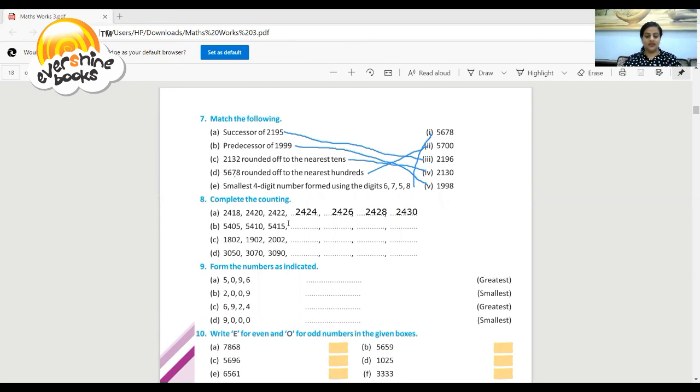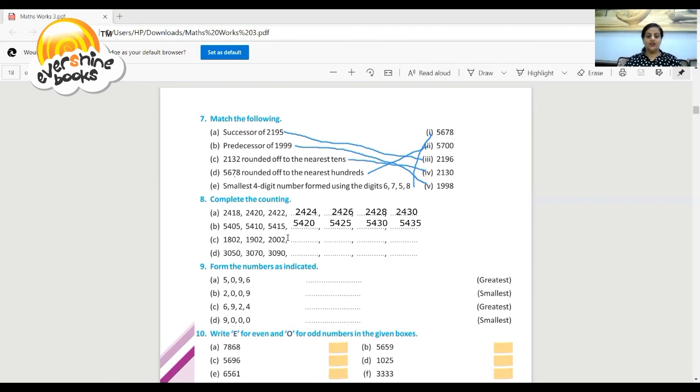Next will be 5405. Okay. 5410. It means it is going to be skip counting of 5. So what we are going to do, we are going to write the table of 5 only, and 54 will remain as it is, and it will become 5420. Then 5425, 5430, then 5435. This will be the answer.